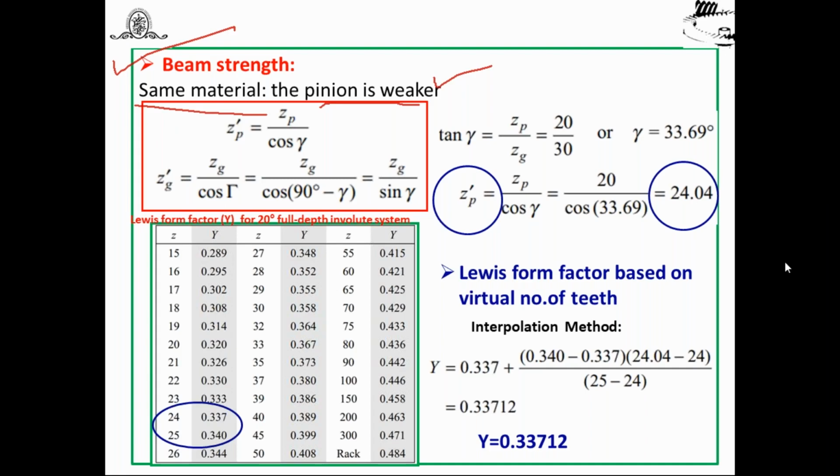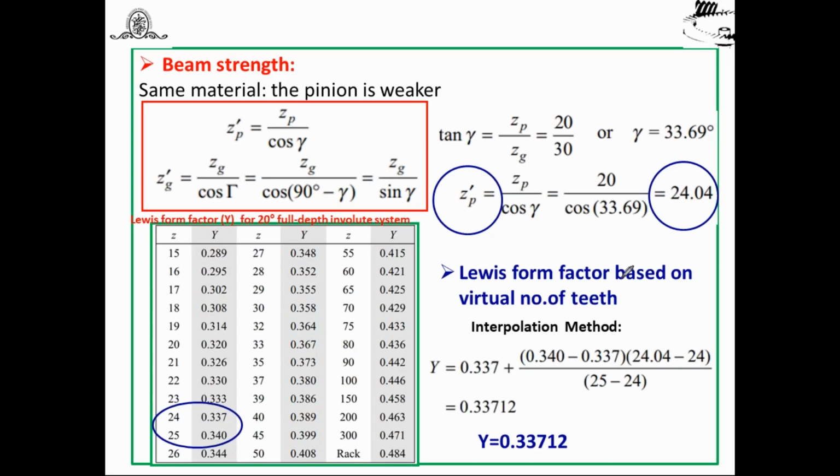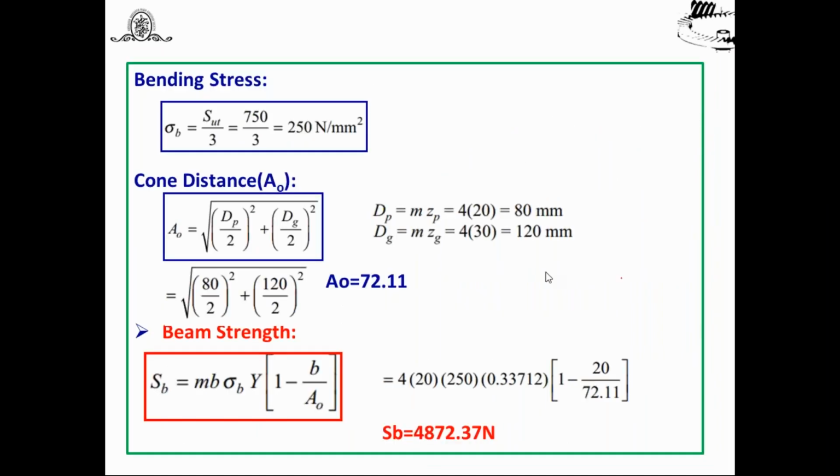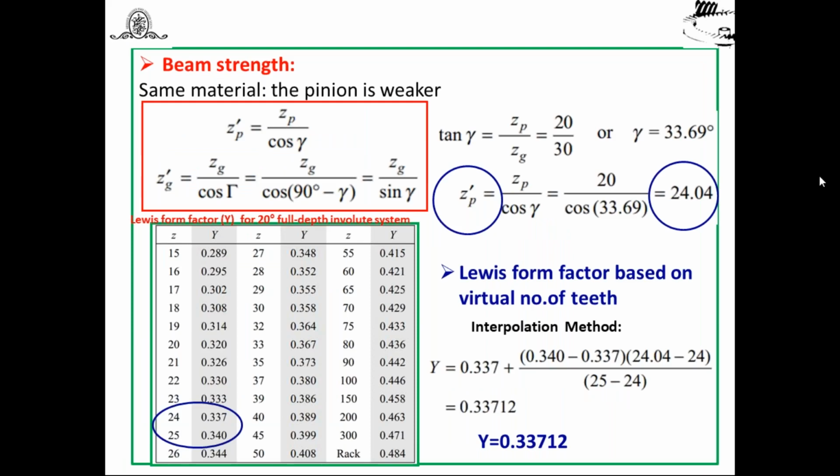And first of all, what is the expression to find out the SB? Yesterday we have seen this expression. Once again, I would like to show it to you. SB for bevel gear is equal to m b sigma b into Y in bracket 1 minus b upon A0. M, the module, is given; b, the face width, is given; sigma b is equal to Sut by 3, given. Y, the Lewis form factor, depends on the virtual number of teeth. A is the cone distance. That means Y and the cone distance we have to calculate. It's not given in the statement. That's why first of all find out the Lewis form factor.